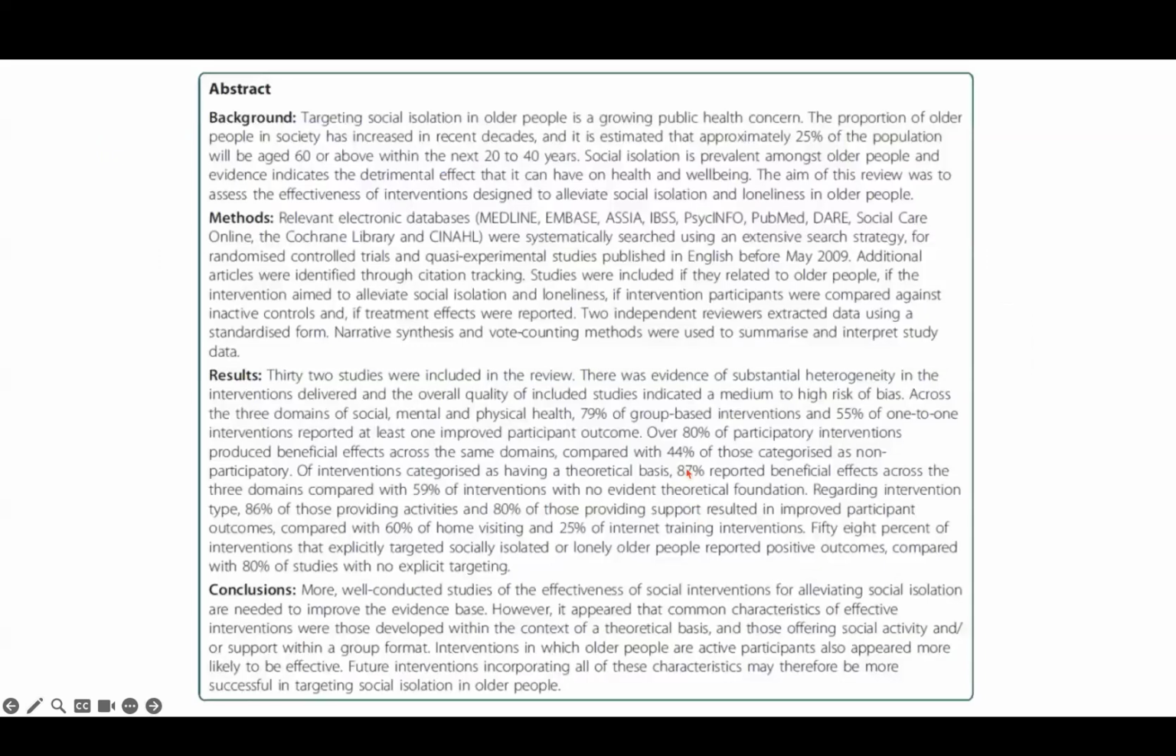This is an example of what you will see when you read the methodology section of a paper, because this is one of the sources they use.